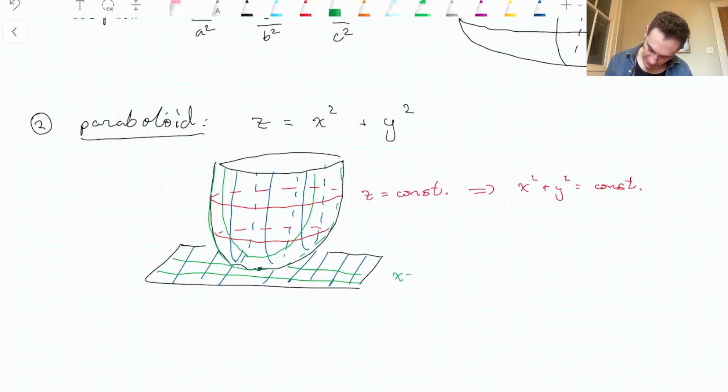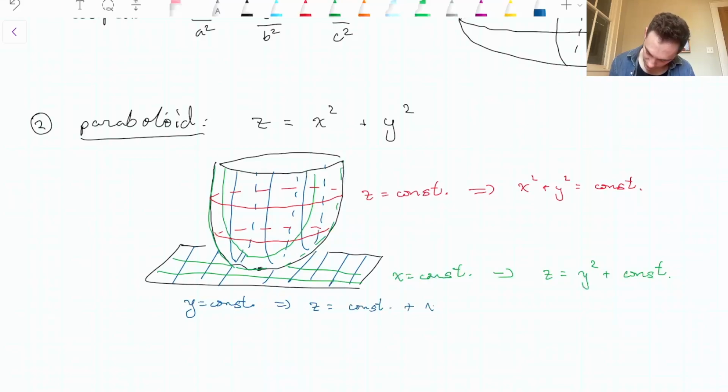If I were to take x equal constant, I get z equals y squared plus a constant. So nice parabolic traces in that direction. And my y traces, if I take y equal constant, similarly, I get parabolic traces, z equals constant plus x squared. So this is a really powerful way of wrangling a surface in your head. What is it going to look like? Look at those, what we're calling traces. Paraboloid, really, really fundamental.